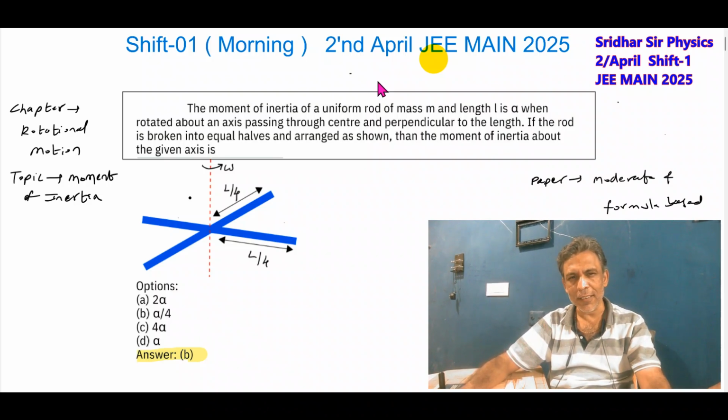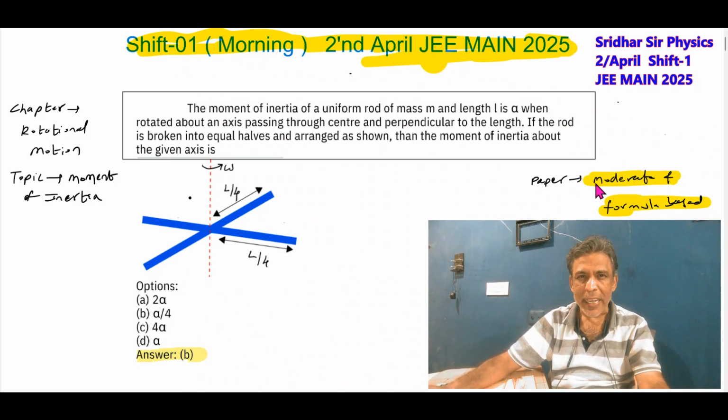Today we are going to discuss the JEE Main 2025, 2nd April, shift 1, the morning shift. The basic idea of the paper is that it is moderate and formula based. Only two questions are tough. The remaining 23 questions are just straightforward.